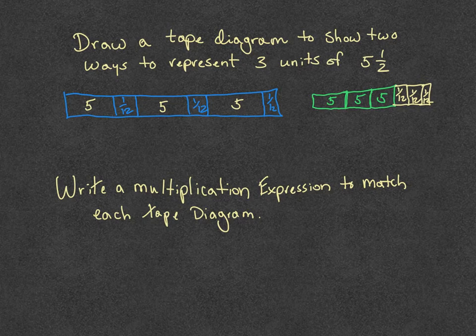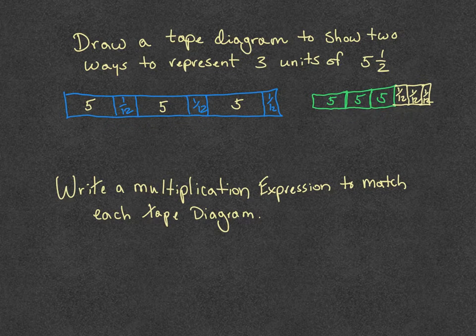All right, so what I did at the top is I drew a tape diagram to show 2 different ways to represent 3 units of 5 and 1/12. So that means, like, again, when we hear that word of, we know multiplication. So I have 3 copies of 5 and I have 3 copies of 1/12. I just demonstrated with this tape diagram. I put a 5 here next to a 1/12, a 5 over here next to a 1/12, a 5 and then a 1/12. Or I could do another tape diagram that shows 3 copies of just 5 and then 3 copies of just 1/12.